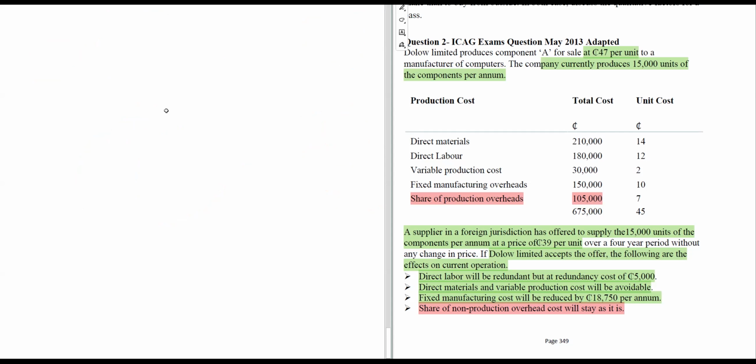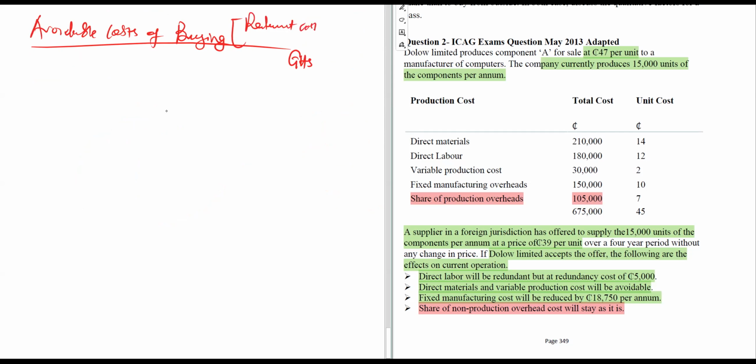So what is our avoidable cost of buying? If we decide to buy, what cost are we going to lose? Material cost. Yes, that means the relevant avoidable cost of buying is the relevant cost of making, right? So if we decide to buy, we are going to forgo direct materials. We are going to lose direct materials of 210,000, right?